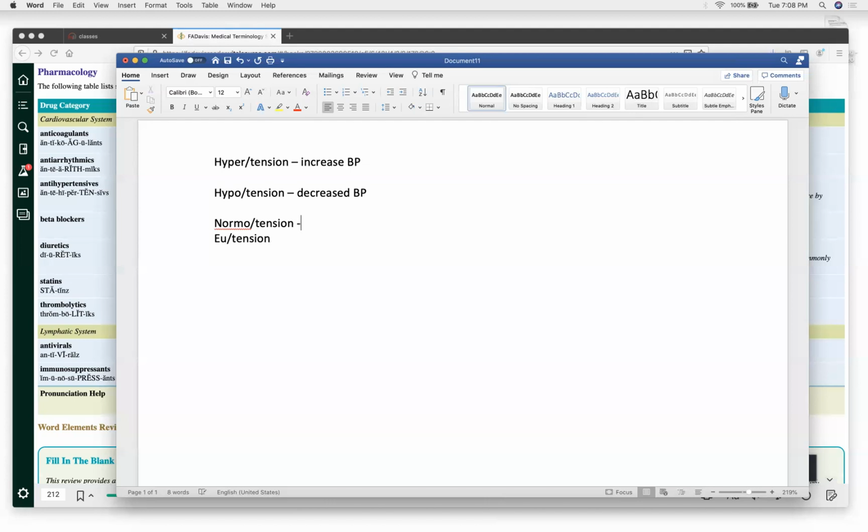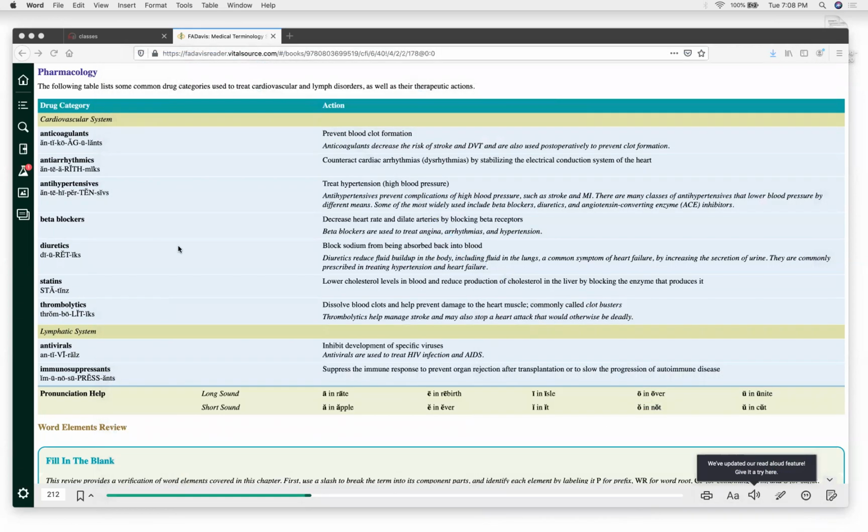Normal. And what's normal for a typical 70-kilogram male? It's 120 over 80. And the 120 is the systolic blood pressure over the diastolic blood pressure. Okay. A little preview of your clinical classes and a little distinguishing of hyper versus hypo.